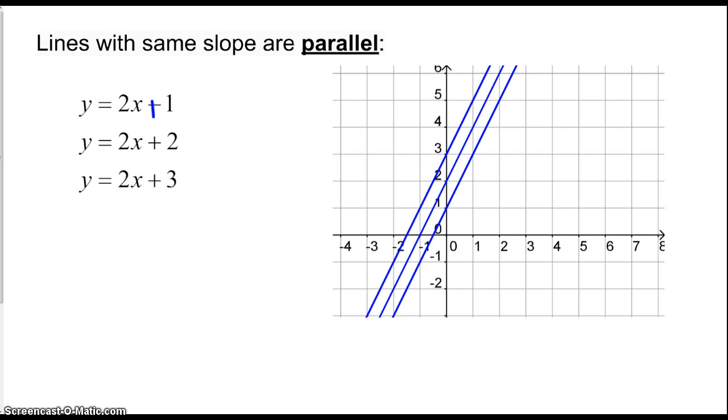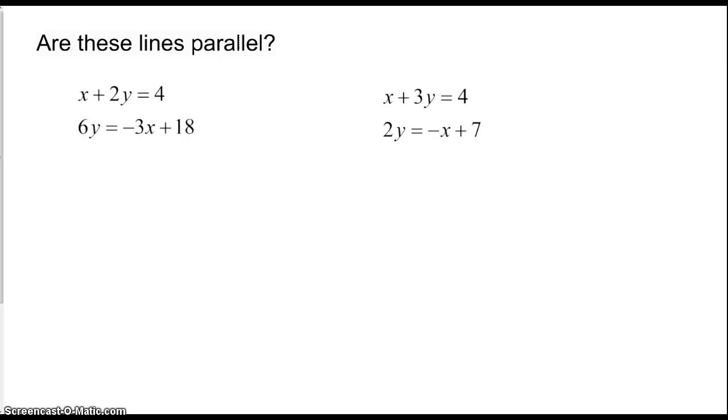Okay, so here are 3 lines that have 3 different y-intercepts, but they have the same slope. If they have the same slope, it turns out the lines are parallel. From geometry, we say when lines are going in the same direction where they never intersect, then we call those lines parallel. So if I have equations in the slope-intercept form y equals mx plus b, I can just look. If I can see that the slopes are equal, then I know those lines are parallel.